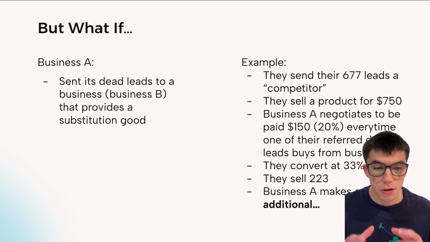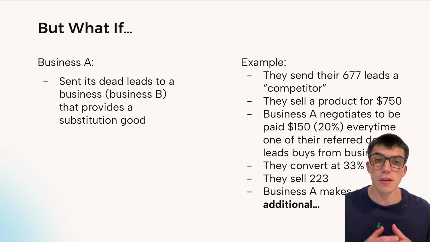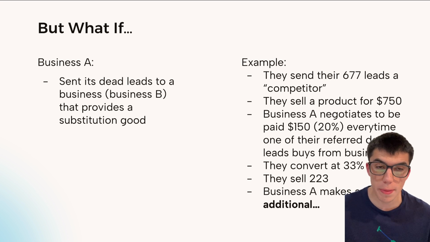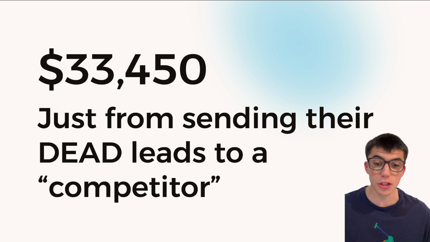So they send their 677 leads to a competitor, and this competitor, business B, sells a service for $750. Now, business A negotiates to be paid $150 every time one of their referred dead leads buys from business B. If business B converts business A's dead leads at 33%, they'd sell to 223 people. At this agreement, business A would make an additional $33,450 just from sending their dead leads to a competitor.